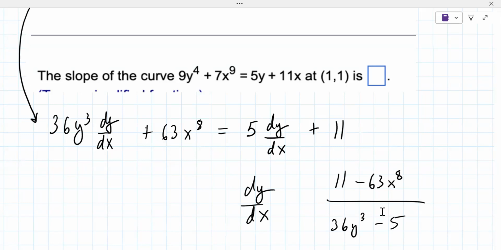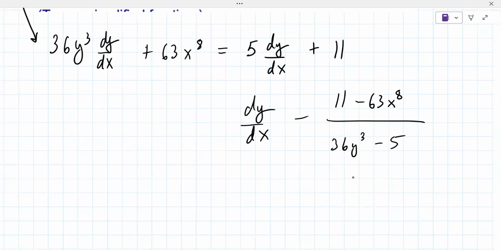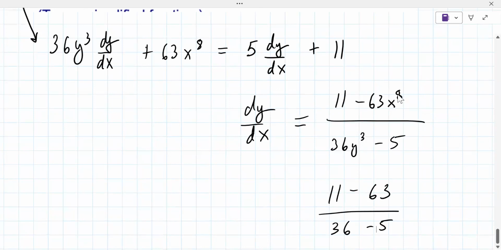You have to put 1 in for x and y. The nice thing is that whenever you put in 1, you just get the coefficient. So 1 to the 8th is 1 and 1 cubed is 1. Basically 1 to any power is always 1.